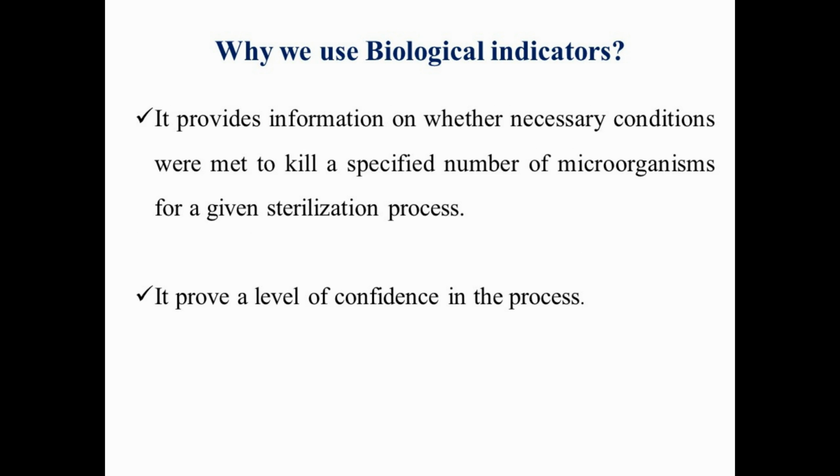Why do we use biological indicators? Biological indicators provide information on whether necessary conditions were met to kill a specified number of microorganisms for a given sterilization process. It provides a level of confidence in the process. If we sterilize the biological indicators and incubate them for a specified time, then there should be no growth. If growth is present, it means the autoclave cycle failed to sterilize material. Generally, biological indicators are used in calibration tests only. In routine process monitoring of the cycle, chemical indicators are used.